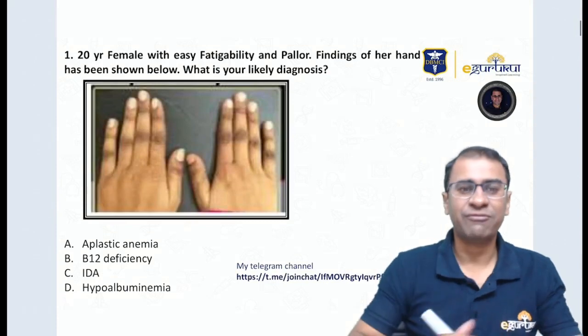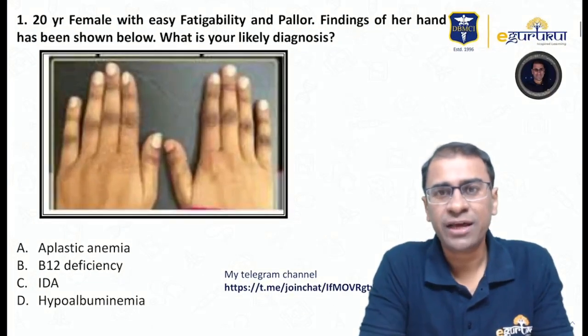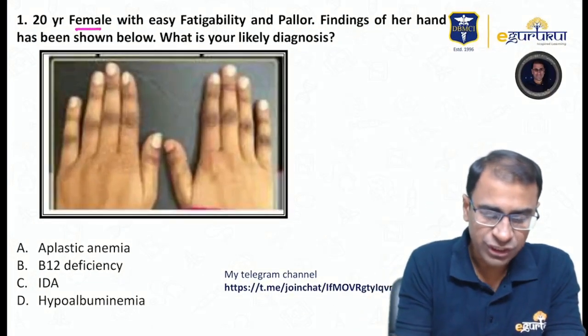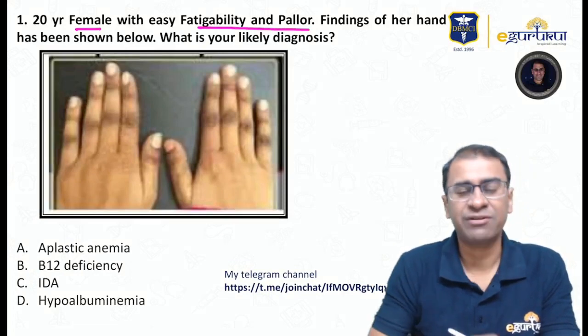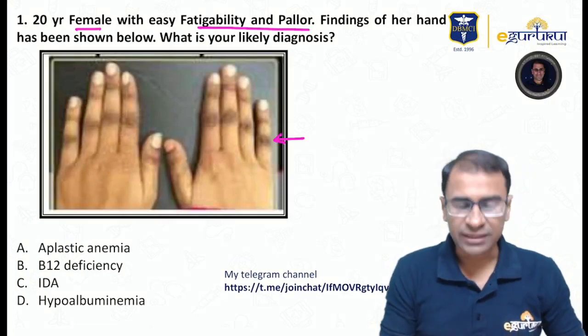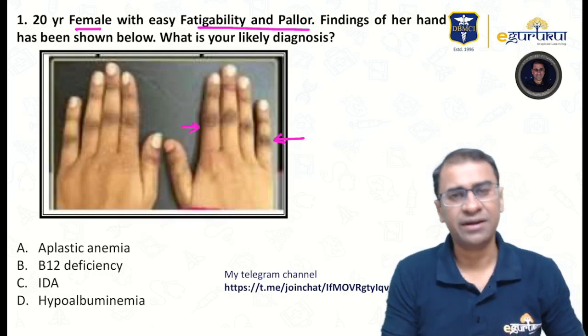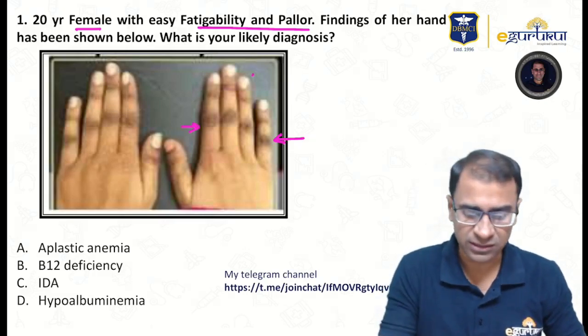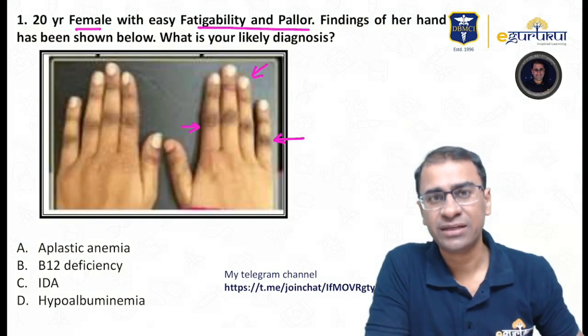So, here I'm starting with the first question, which says a 20-year-old female has easy fatigability and pallor, which tells it's a type of anemia. And what is the finding shown here? That she has some hyperpigmented knuckles, and basically she also has white nails.